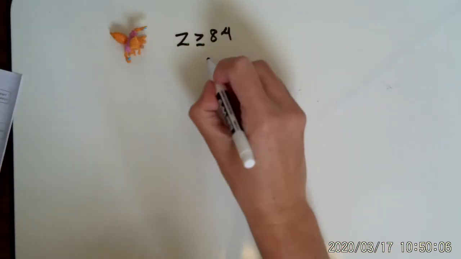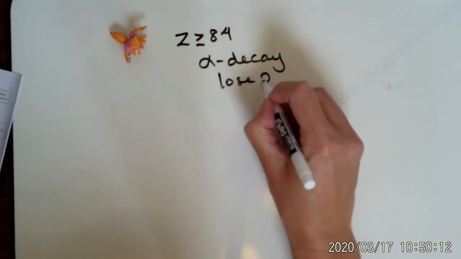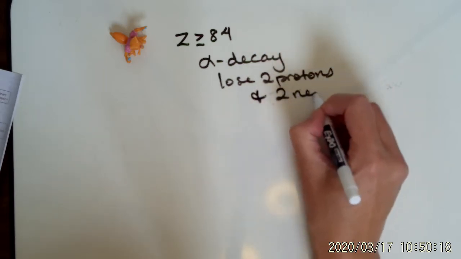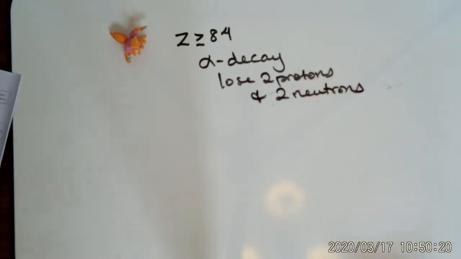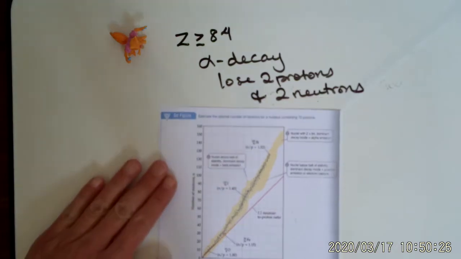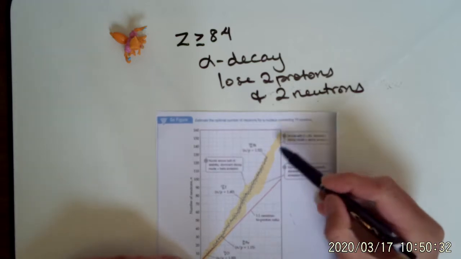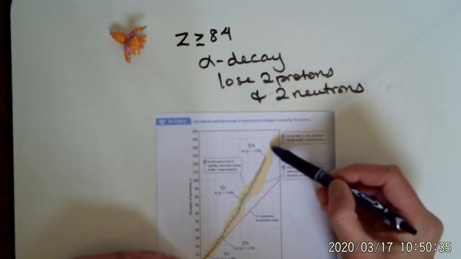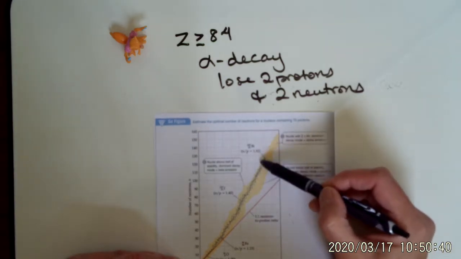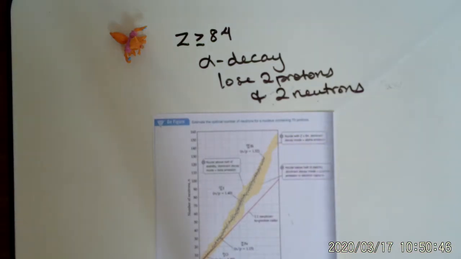So, you get an alpha decay. You lose 2 protons and 2 neutrons. Okay? So, when you are in the range right here, where Z is greater than or equal to 84, to bring it down, you need to lose both protons and neutrons. Neutrons go down and protons go down, and you'll go left, okay, to get to the belt of stability.